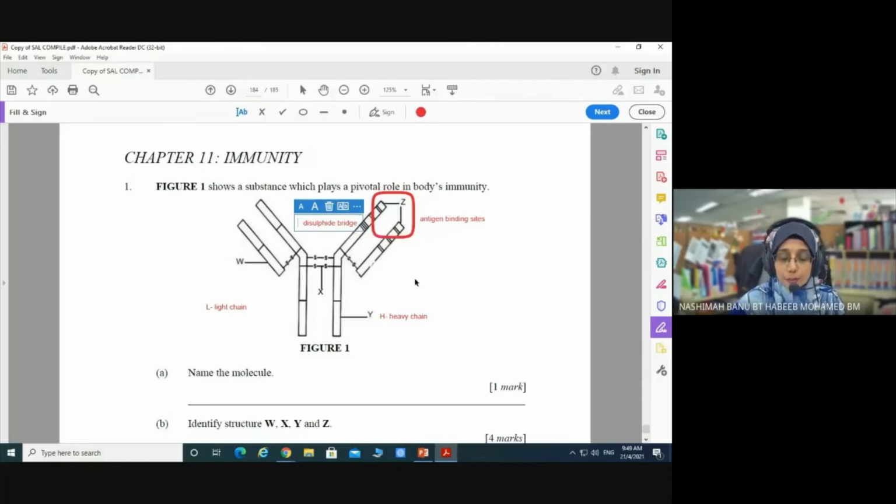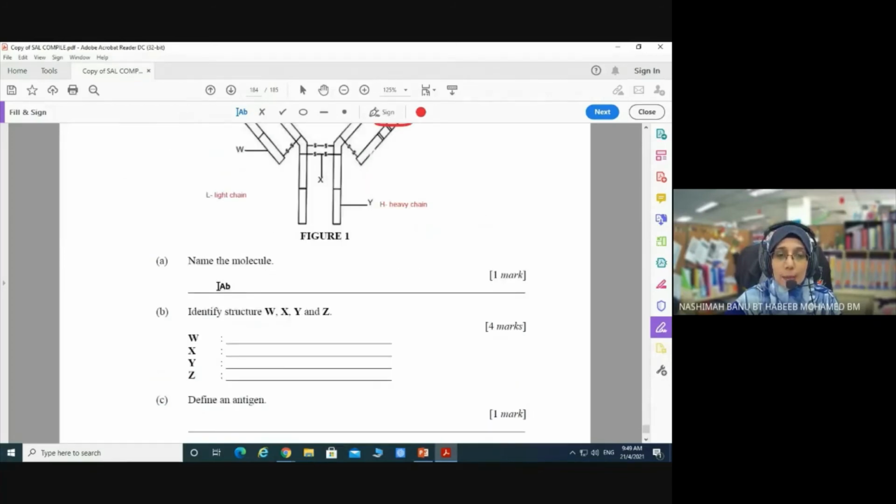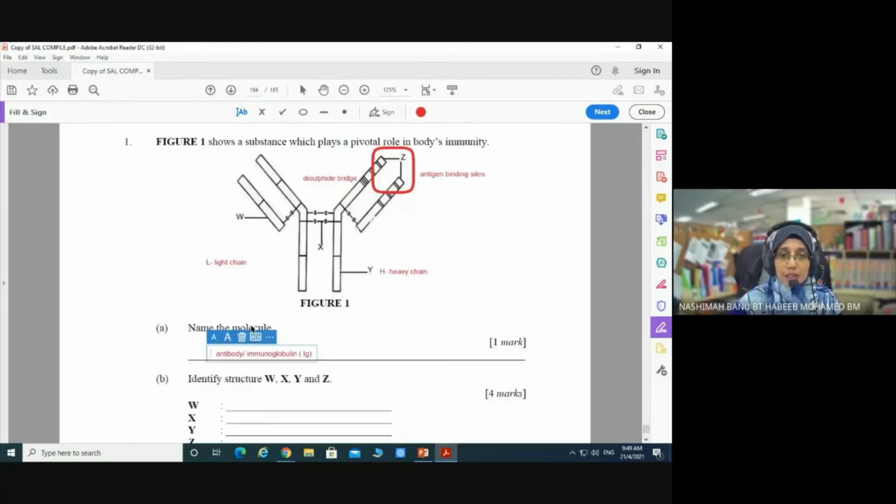Disulfide bridge. Okay, now name the molecule. So this one is the antibody. Or scientifically known as immunoglobulin. Or the short form is the IG. Sorry, capital I, capital G. Not Instagram. Okay, identify the structure.